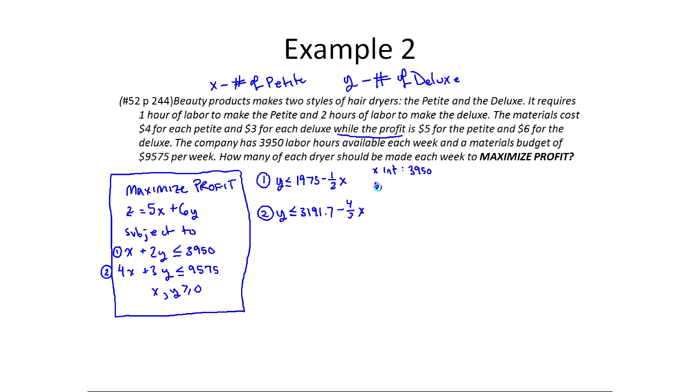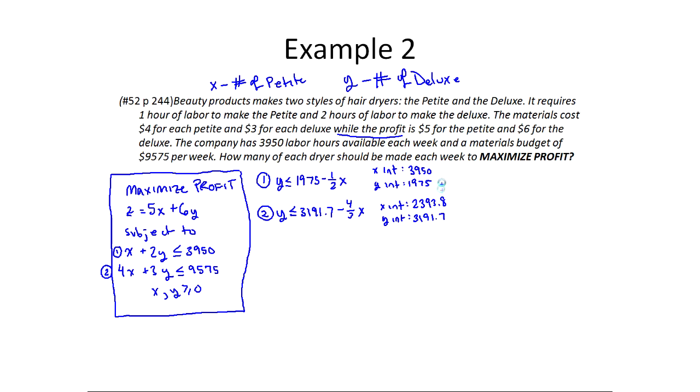A y-intercept, 1975. And then for 2, you get an x-intercept of 2393.8, and I'm going to round, and a y-intercept of 3191.7. So both of those are rounded, but remember, we're going to use the calculator to find the corner points. This is to visualize the situation. Now I got to think of my scale when I graph this. I'm only going to graph the positive side.